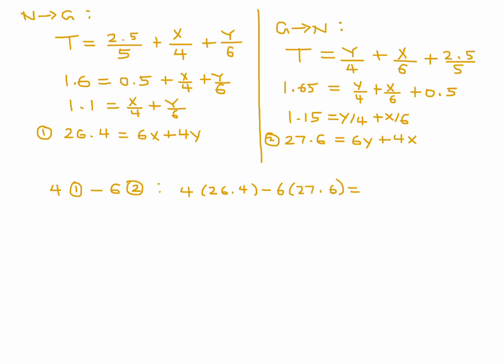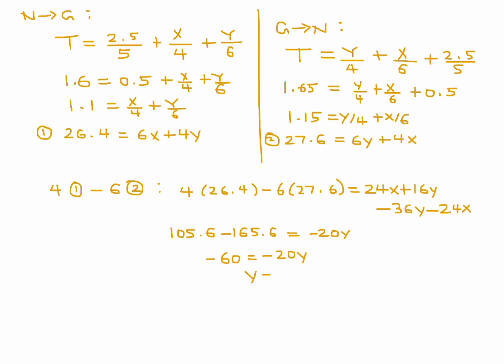And on this side, you get 24x plus 16y minus 36y minus 24x. So this is going to be 105.6 minus 165.6 is equal to minus 20y. So that gives me minus 60 is equal to minus 20y, and therefore y is equal to 3. Substitute that into any of these, either that one or that one, and I will let you do that. And when you do, you get x is equal to 2.4.